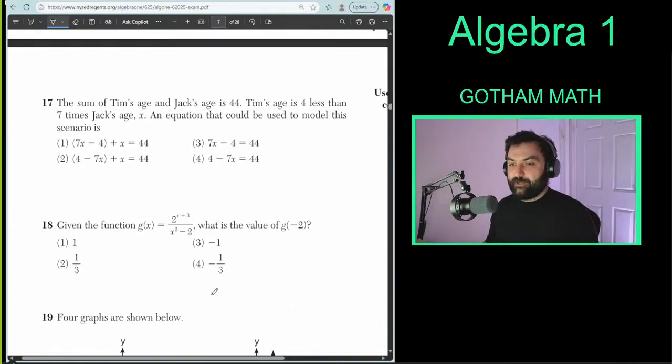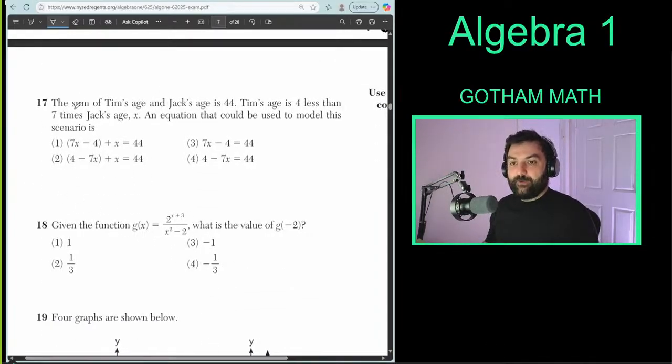Number 17. We're getting closer to the end. Okay, so the sum of Tim's age and Jack's age is 44. Tim's age is 4 less than 7 times the Jack's age. An equation that could be used to model this scenario is, well, also kind of easy. Jack's age is x, so one of them is x. Tim's is 4 less than 7 times x. 4 less is minus 4, 7 times is multiplied by 7.